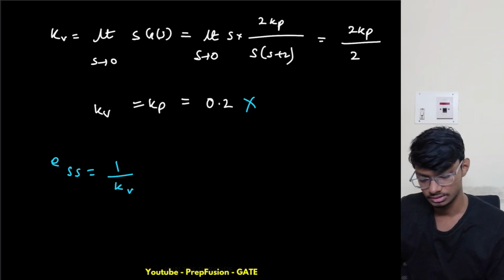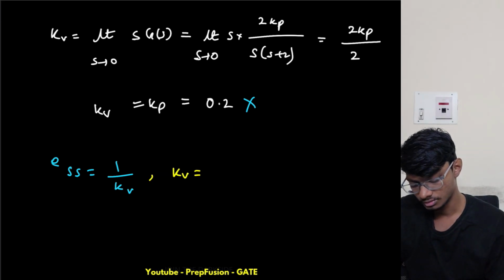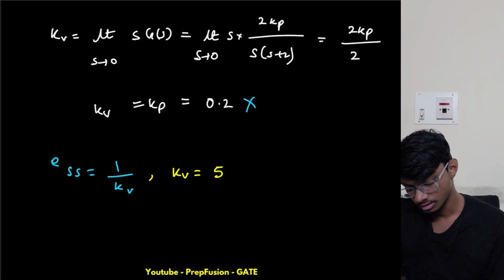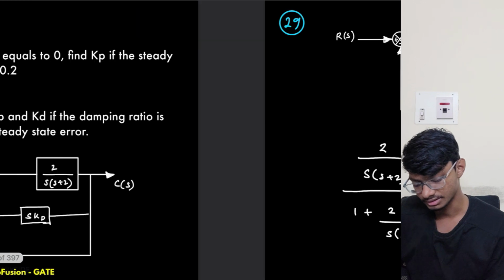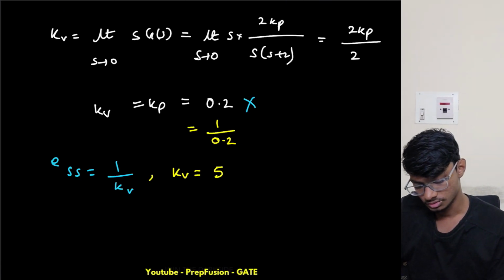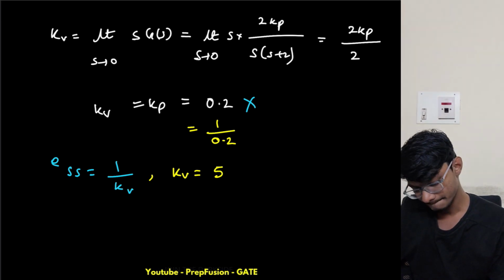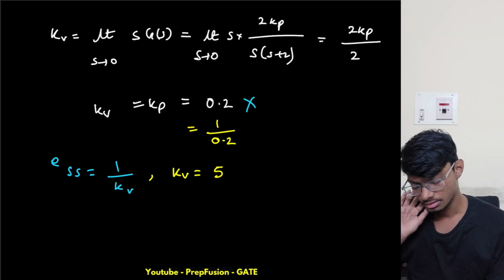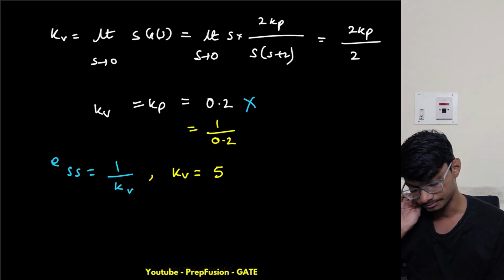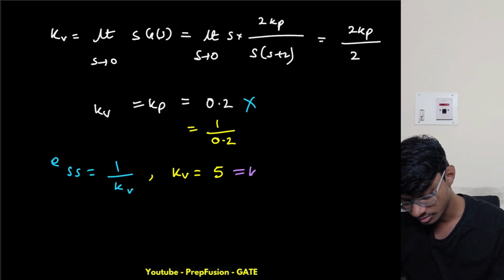So what will my Kv equal to? Kv equals 0.2. So this equals 5, right? This will be equal to 1 over 0.2, not the other way around, because 1 over Kv equals the steady state error, and my steady state error is 0.2. Okay, so Kv equals 5. So this is my Kv. Now, I found my Kp also. Kv is equal to Kv itself.